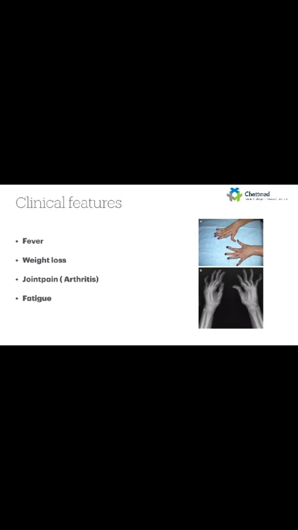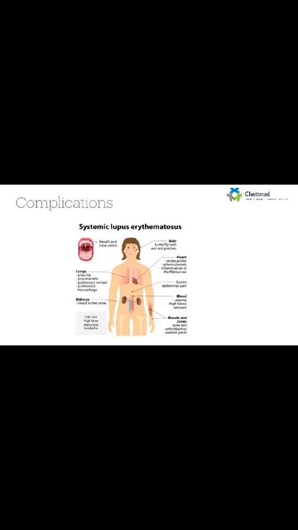The clinical features include fever, weight loss, arthritis, and fatigue. 40 to 50% of patients develop malar rash, a butterfly rash in the cheek region, which is a characteristic feature of systemic lupus erythematosus. The specific symptoms depend upon the specific organ being affected. In case of the heart, there can be pericarditis around the heart. Any layer of the heart can be affected. Endocarditis presents as Libman-Sacks endocarditis, where vegetations form, which are essentially clumps of fibrin, a blood clotting protein, and immune cells around the mitral valve.